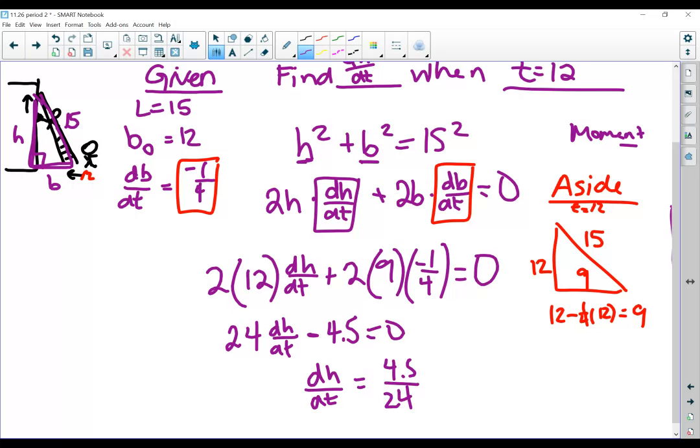And then I have to think about the units. Height itself is measured in feet. The time is measured in seconds, so it'd be feet per second. Now, I always like to make sure that it makes sense situationally. Because the ladder is being pushed in at the bottom, I know it's going to go higher up on the house. So the height of the ladder should be increasing against the house. I did end up getting a positive rate, so that's a quick check to make sure it works.